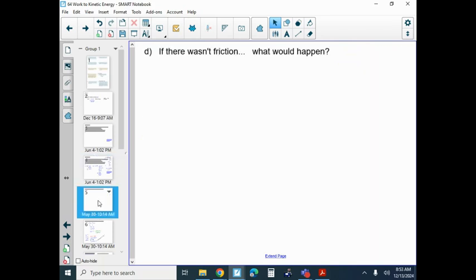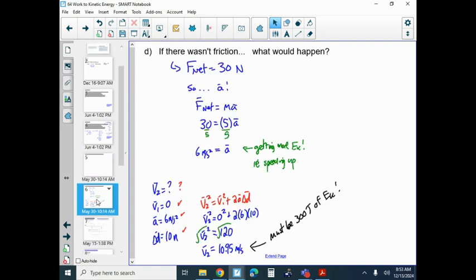Second part of this, if you want to pause and try it, is what would happen if there wasn't any friction, right? So in that situation, you'd have a net force of 30 newtons, so you'd have acceleration of 6 meters per second squared. So it would be getting kinetic energy. So we can do the calculations for that. We've got initial velocity of 0, an acceleration of 6, and a displacement of 10. If you pick the uniform acceleration equation, you end up calculating the final velocity would be 10.95.